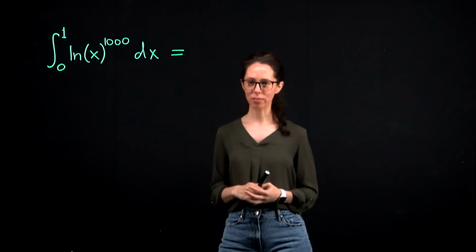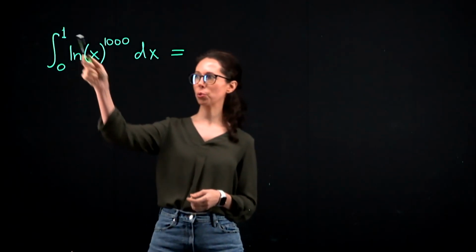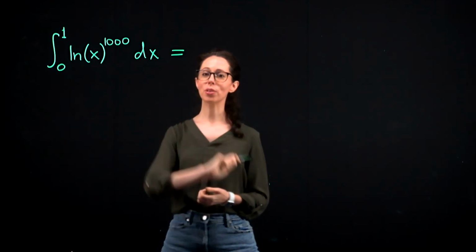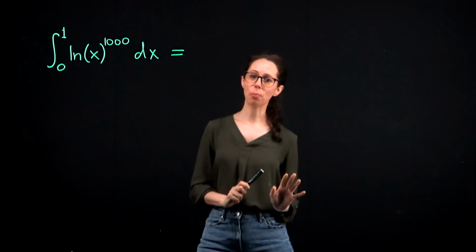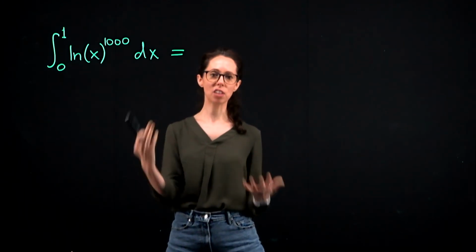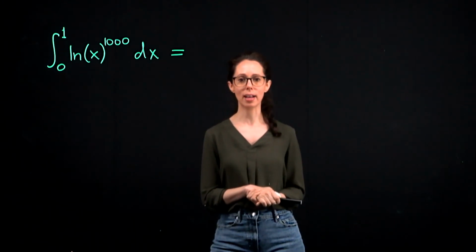In this video, I would like for us to compute the definite integral from 0 to 1 of the natural log of x raised to the 1,000th power. Let me just mention that this is an improper integral because natural log of x is not defined when x equals 0. It has a vertical asymptote there.